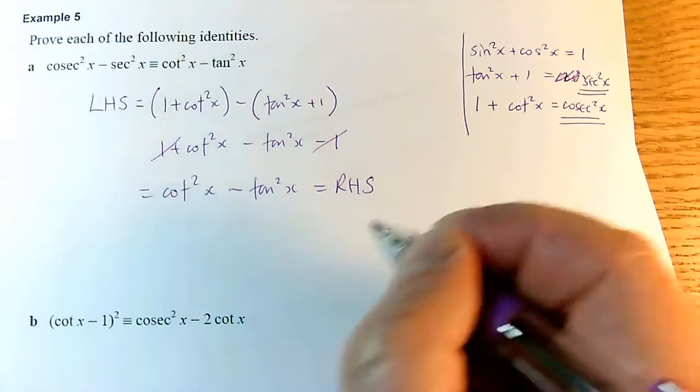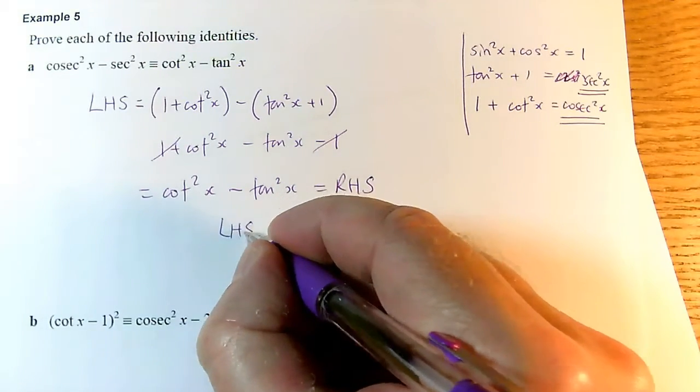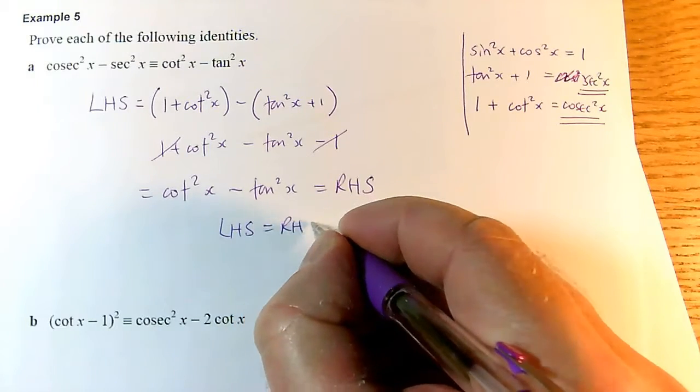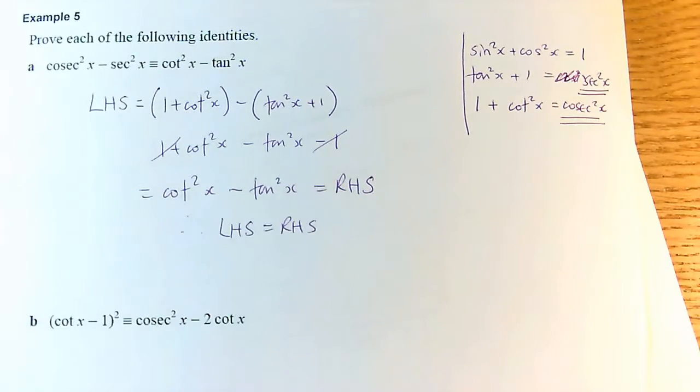But remember, we need to state a conclusion. So what we'll do will be LHS equals RHS. We're saying we have done the proof.